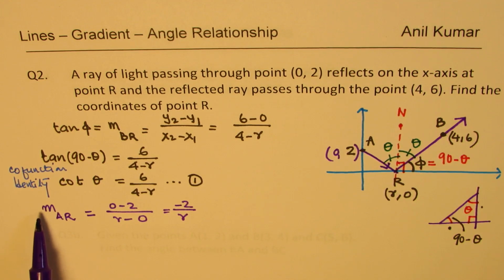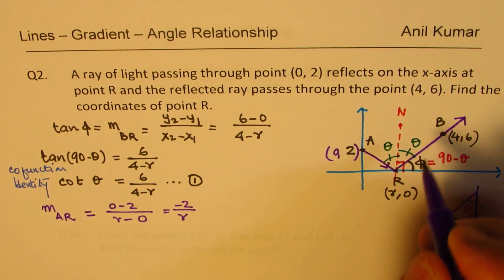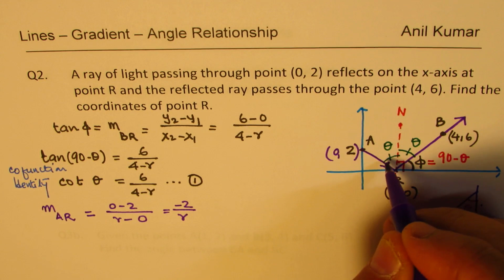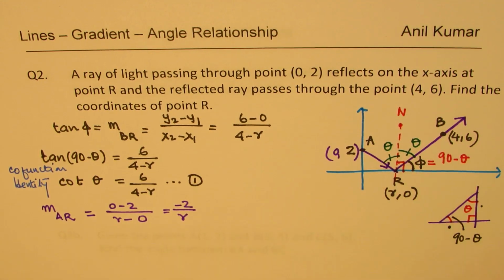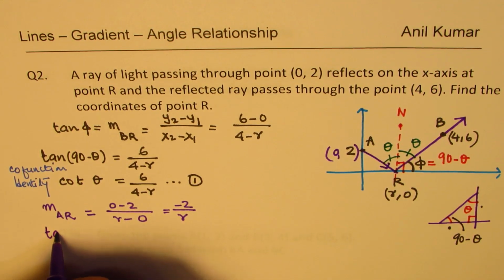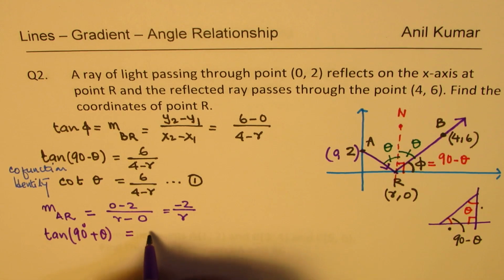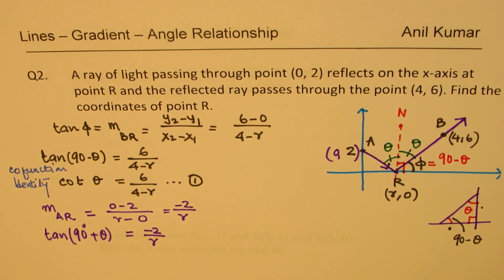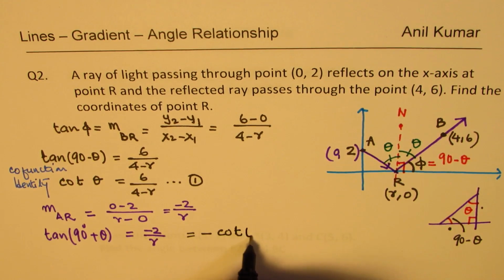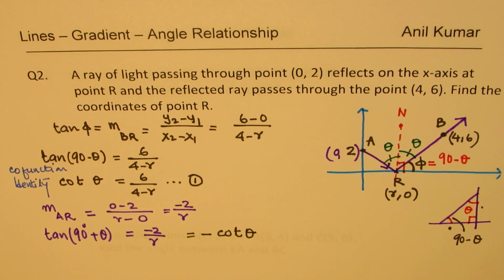Now, the angle here is 90 plus theta. This side makes a 90 plus theta angle, correct? So this is basically equal to tan of 90 degrees plus theta, and that is equal to minus 2 over r. Correct? Now tan of 90 plus theta is minus cotangent theta. So this could be written as equal to minus cot theta. That is again a cofunction identity.